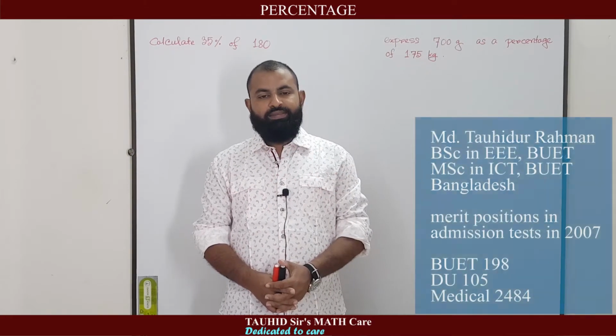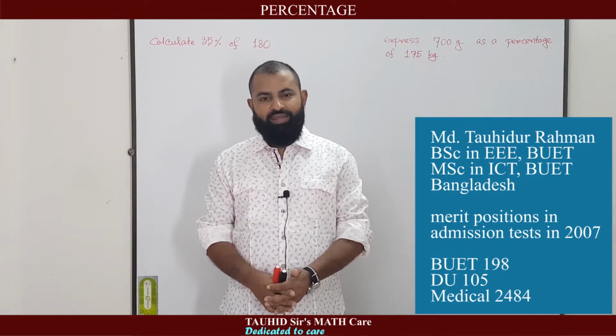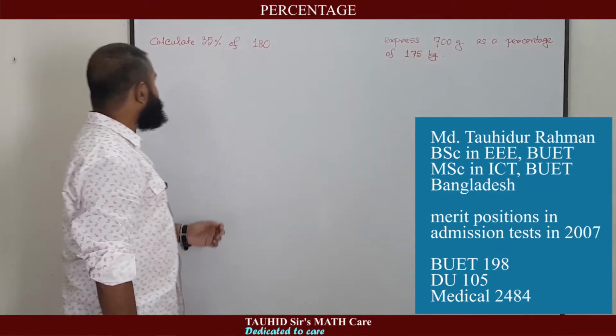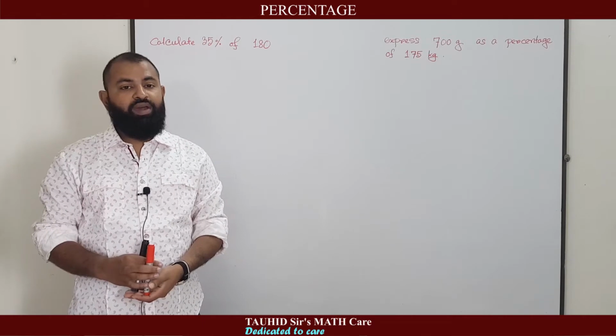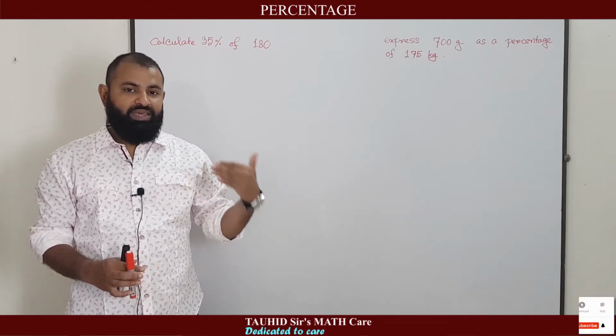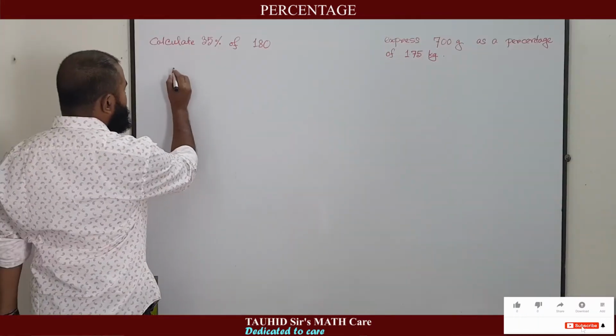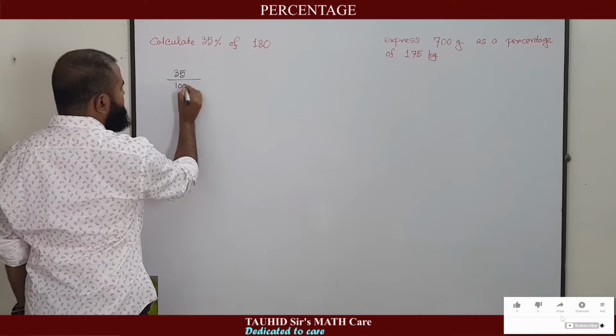Now we will discuss percentage by discussing two very easy examples. The first example is: calculate 35% of 180. You are finding the value of a given data with some given percentage. How to deal with it? 35% means 35 divided by 100.